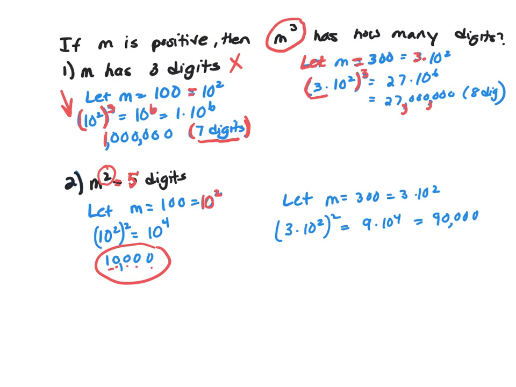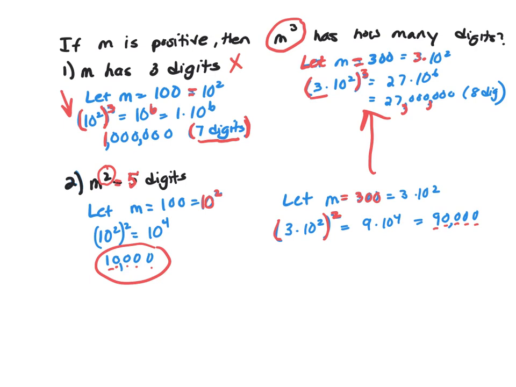So now let's choose m equal 300. And let's square 300. So I'm going to square 3 times 10 squared, which is 300. And 3 squared is 9. And then 10 squared, squared is 10 to the 4th. So that's 9 times 10 to the 4th. 1, 2, 3, 4, 5 digits. And we've already done that work when we cubed 300 up here. It gave us 8 digits.